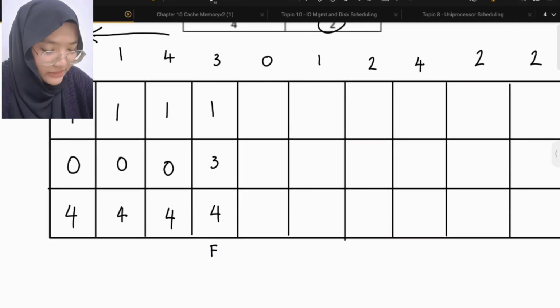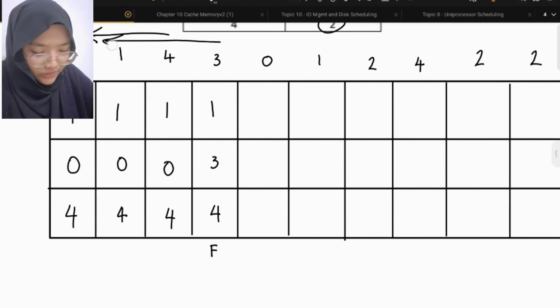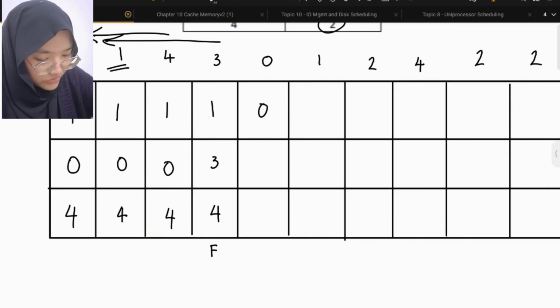The next page number is page number 0. And as you can see, in our main memory, we don't have page number 0. So we need to look back for which one is the least recently used. As you can see, page number 1 is the least recently used, and we're going to replace 1 with 0. So 0, 3, 4. And what's going to happen?